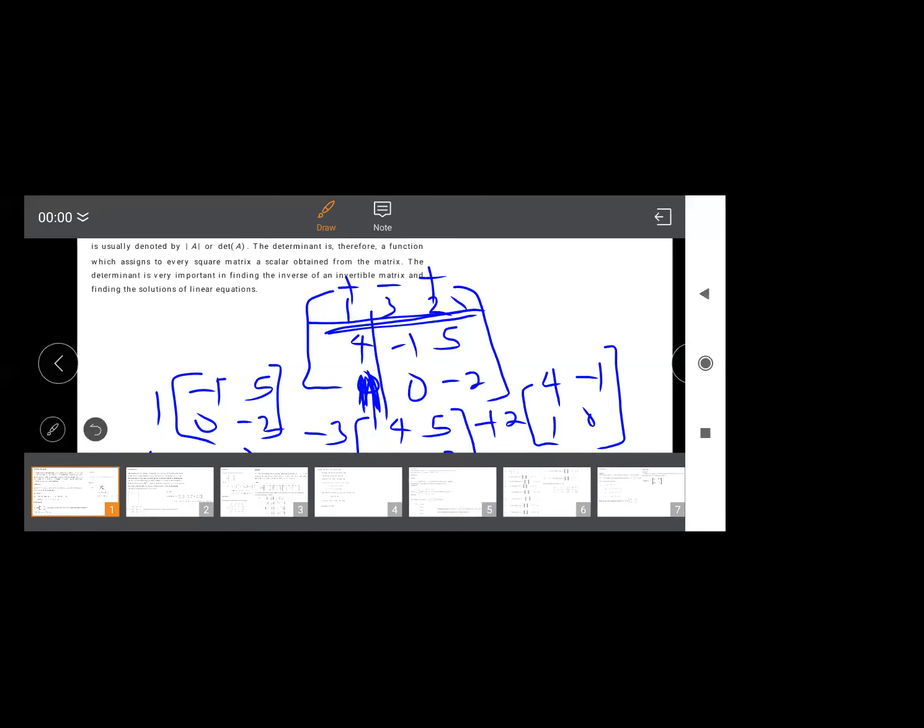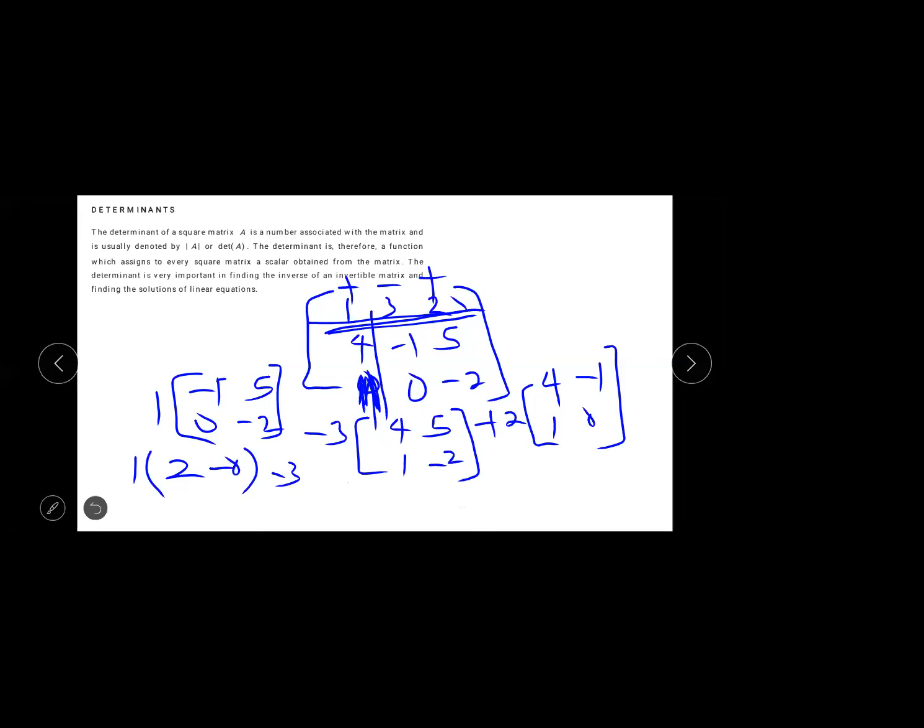Minus 3 into bracket. 4, we multiply minus 2. It will give us minus 8. 5, we multiply 1. It will give us what? 5. But minus must be in between. So that will be minus 5. Then the next one, plus 2.